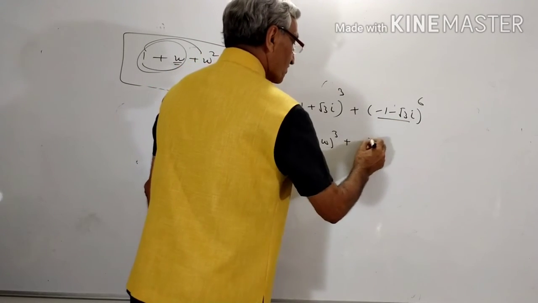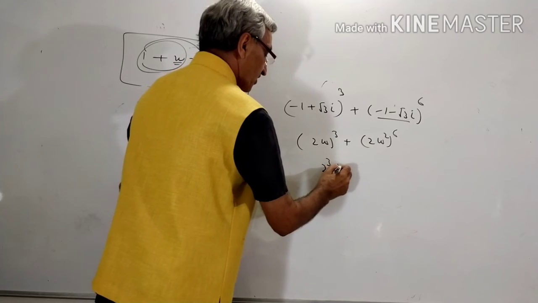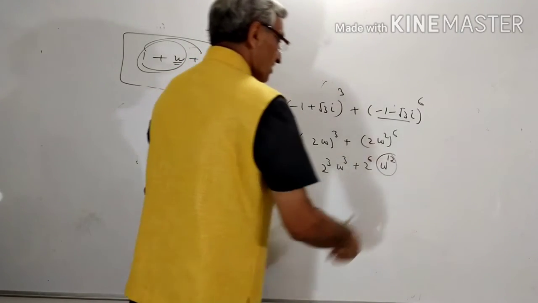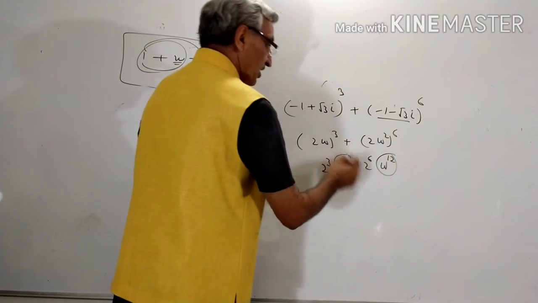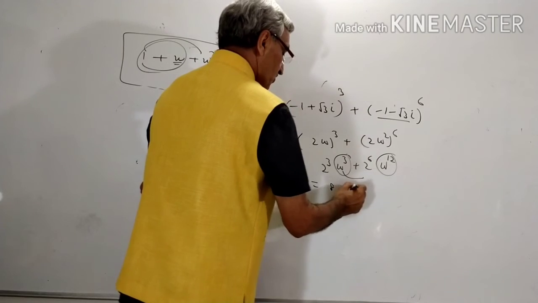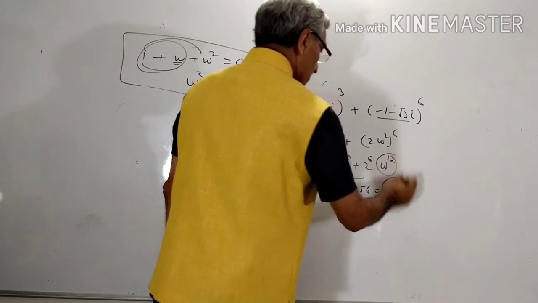And this is equal to 2 omega square raised to the power 6. It is 2 raised to the power 6 into omega raised to the power 12, which is 1 because omega cube is 1. So it is 64 plus 64... so the answer of this is 128.